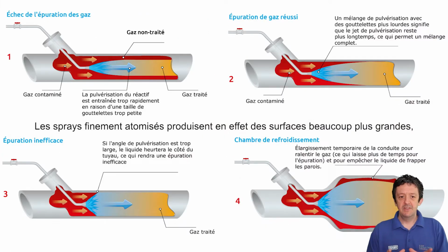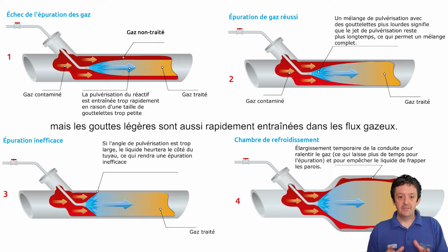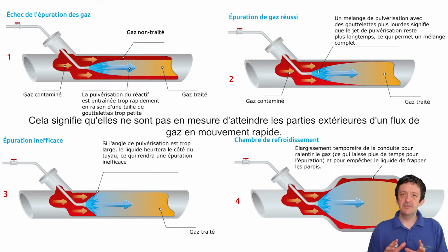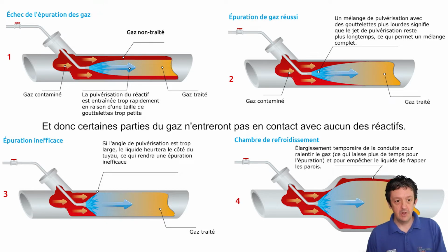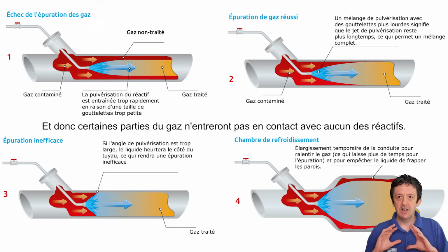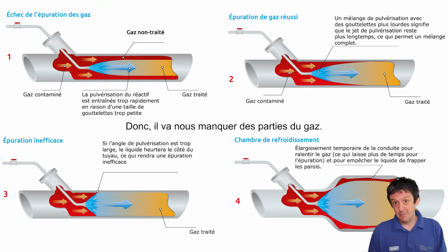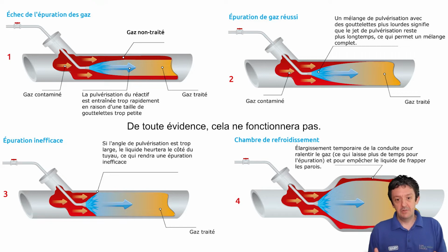Finely atomized sprays do indeed produce much greater surface areas, but the light drops also get rapidly entrained in gas flows. This means they're not able to reach the outer parts of a fast-moving gas flow, and so parts of the gas will not come into contact with any of the reagents at all. So we're going to miss parts of the gas. Now, obviously this won't do.